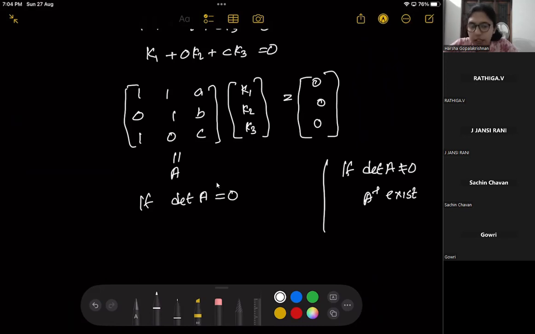Is that reasoning clear for everyone? Why should this determinant of A be equal to 0? Any doubt? Do you want me to repeat? If you have a doubt, you can ask. Maybe I can repeat. Clear for everyone? Yes, ma'am. Okay, okay. I will repeat once again.